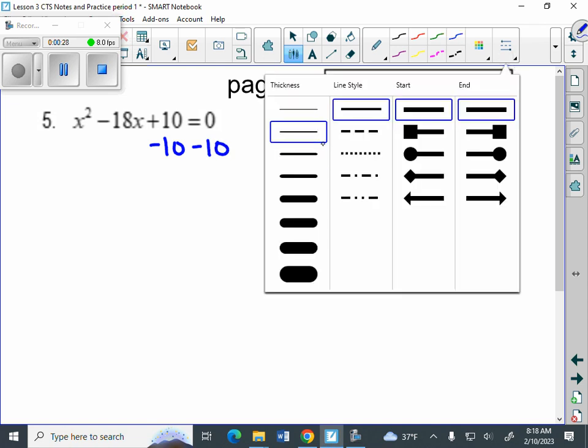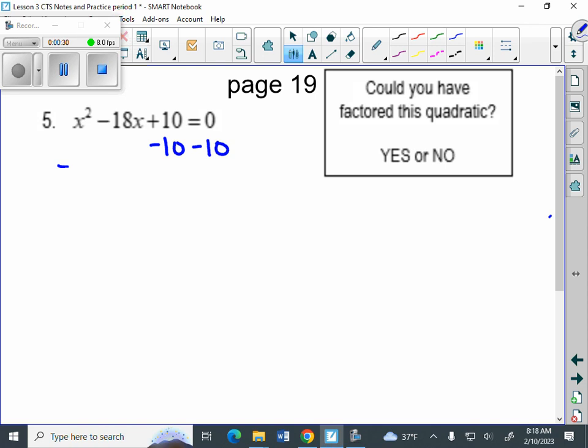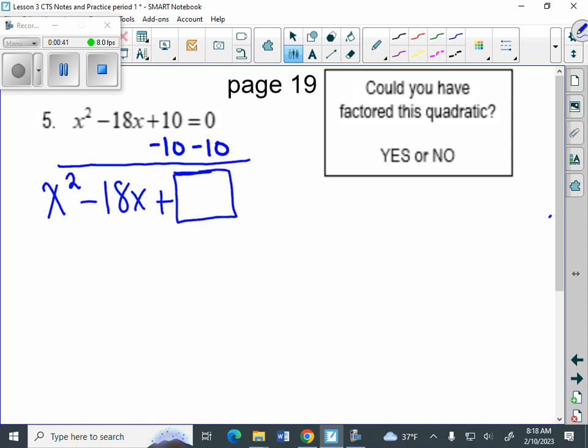And as we subtract 10 from both sides, remember we're going to add in our box. So this is going to be x squared minus 18x plus something, which I write as a box, equals negative 10 plus something, again, written as a box.